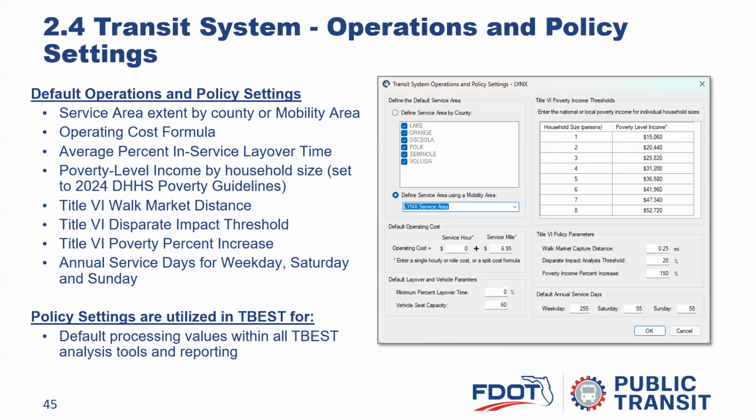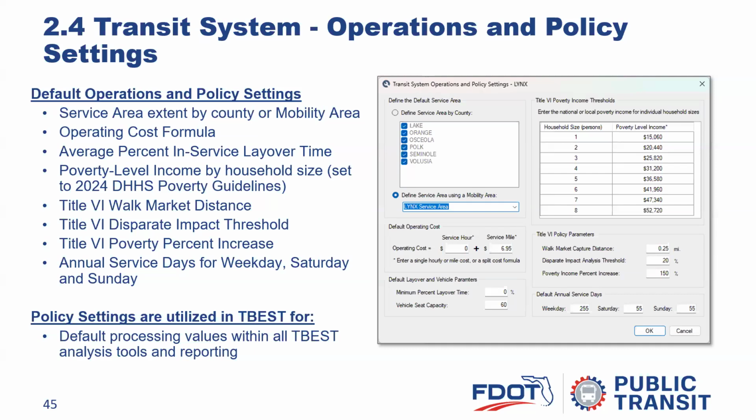For instance, we can define the service area extent by county or mobility area. The example here is that Lynx in Orlando, their service area isn't necessarily defined by a county. It's a shape. It's not a single county, it's multiple counties, but not all of those counties. So they have a unique shape of a service area that they've defined using a TBEST mobility area. Remember, I mentioned mobility area earlier, and it will be detailed in much greater detail later on, but it's essentially just a definition of a shape.